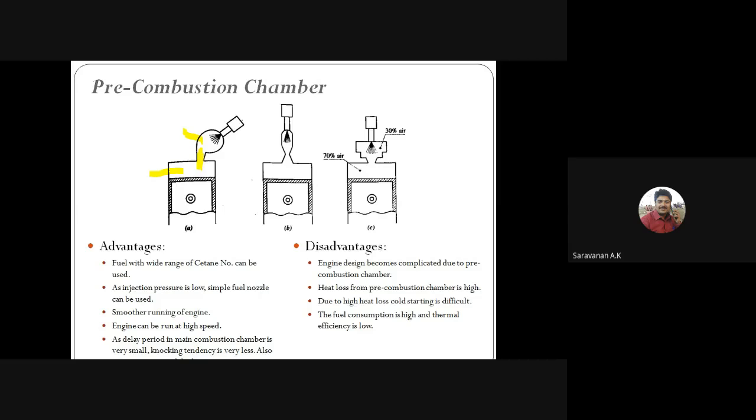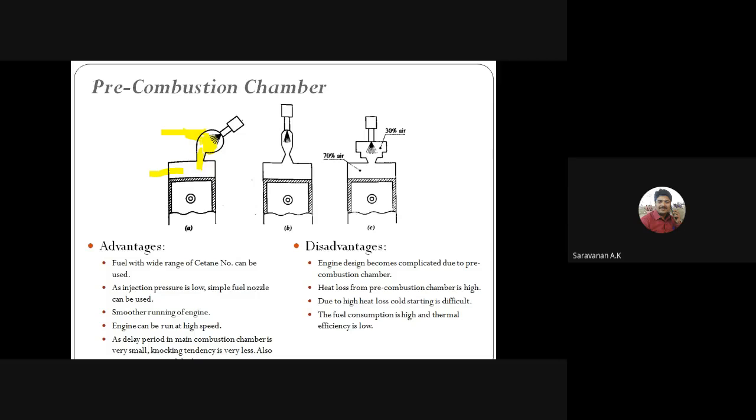Here also we have some advantages and disadvantages. Fuel with a wide range of cetane numbers can be used here. Why? Because even if the cetane number is low, that fuel can easily be burned, since we are using the pre-chamber. In this pre-chamber, the initial fuel is burned here itself, so the fuel amount is somewhat high, while the air present is somewhat low. At the same time, the temperature is very high.